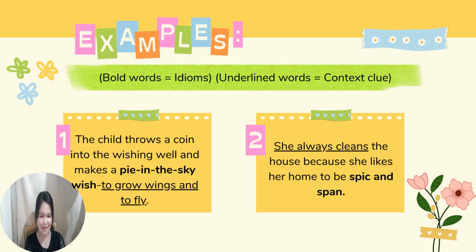Yes, that's correct also. She always cleans the house because she likes her home to be spick and span. So from the context clue itself, always cleans, we will have our idea that spick and span means tidy, clean. All right, there you go. On to our next example.